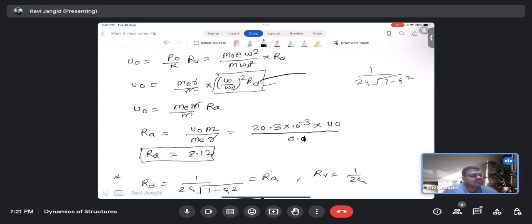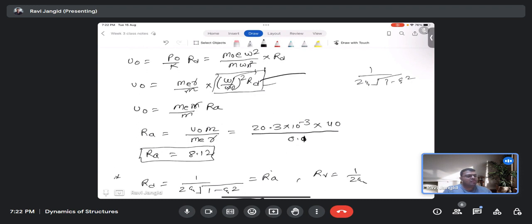Because this corresponds to the resonating condition, omega by omega n will become 1. Because we don't know the omega initially, we are finding the maximum response, which corresponds to the resonating condition, so that will become 1. So that will become your same equation. Did you get it? That's all, only 2 zeta root of 1 minus zeta square. Because RD and RA are the same.